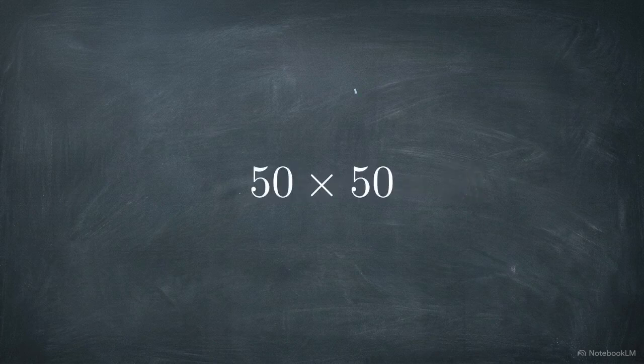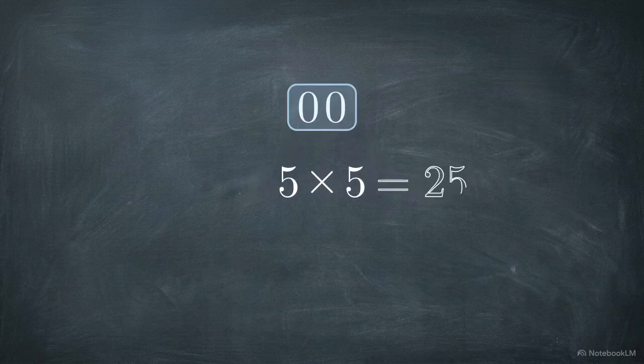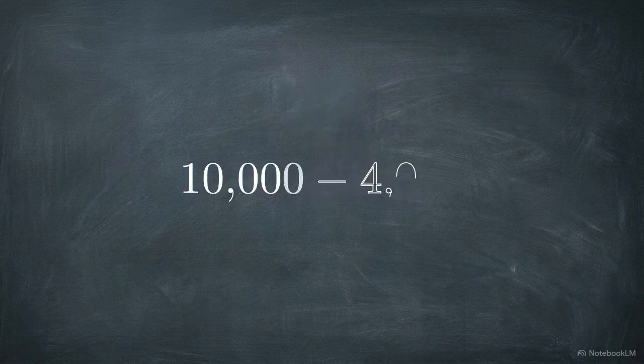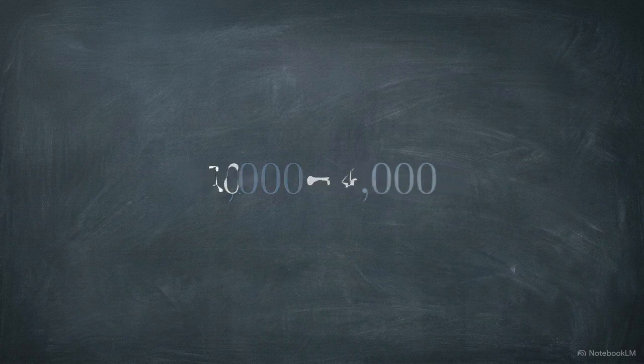50 times 50. Multiplication. Gather the 2 zeros. 5 times 5 is 25. Attach the 2 zeros for 2,500. 10,000 minus 4,000. Subtraction. Shift your perspective to thousands. 10 minus 4 is 6. The answer is 6,000. Methodical.